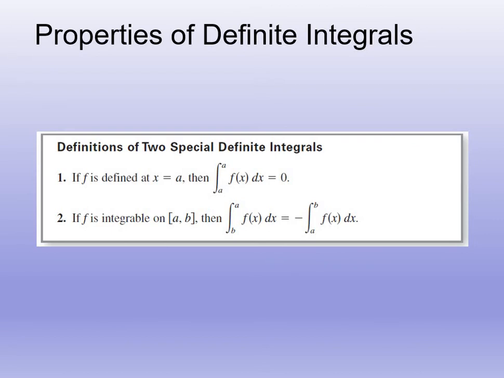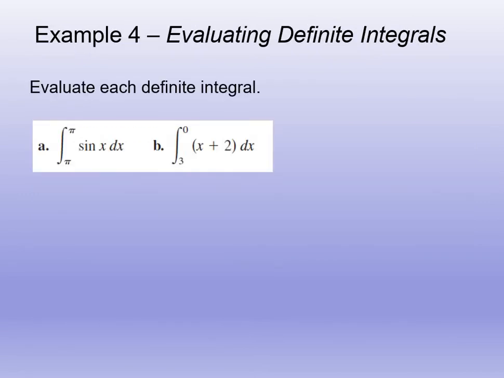Then number 2 is important as well. If f is integrable on the closed interval from a to b, then the integral from b to a of f of x dx becomes negative the integral from a to b of f of x dx. Notice if we flip the limits of integration, we change the sign and make it the opposite. So those are 2 important definitions of some special integral cases here. We'll go through a couple of examples with them.